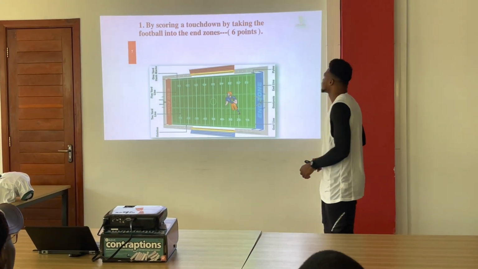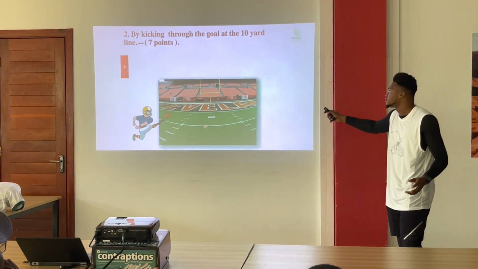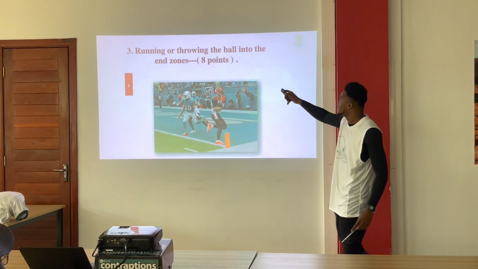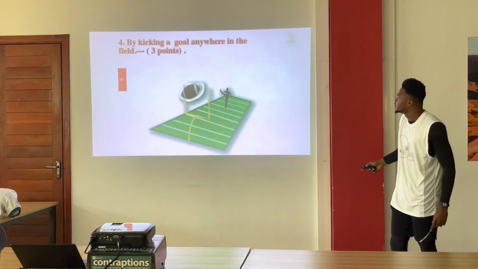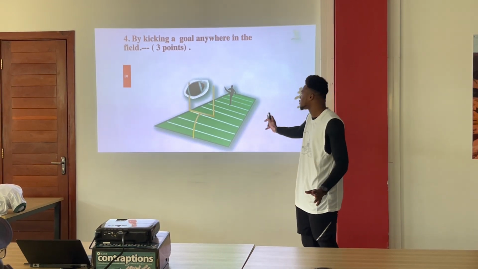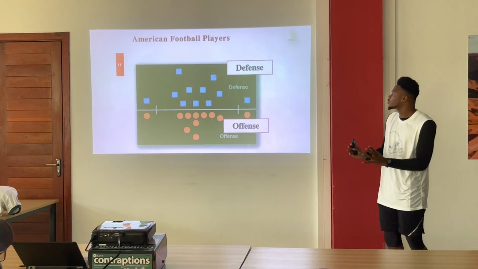So by scoring a touchdown, that's 6 points. By kicking, you get an extra 1 point, making it 7. By running or throwing the ball into the end zone, 8. By kicking a goal anywhere, that's called the field goal. That's also 3 points.